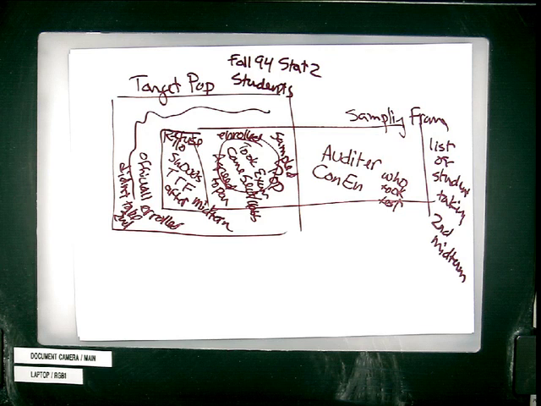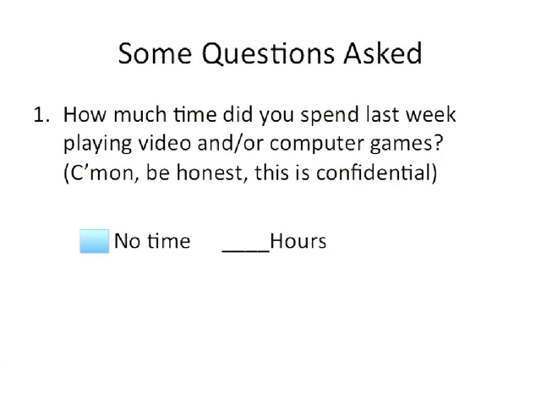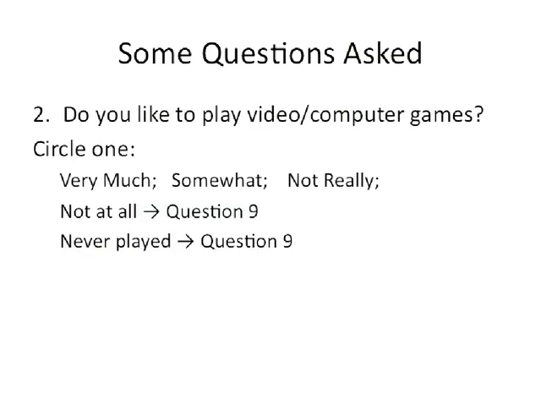Just briefly, I want to show you some of the questions. You'll be working with these data on your next homework assignment. So one of the questions was, how much time did you spend last week playing video and or computer games? Come on, be honest, this is confidential. You could say no time at all or fill in the blank, that many hours. Then the second question was, do you like to play video computer games? You had to circle one of these: you like very much, you like somewhat, didn't really like it, you don't like it at all, and you've never played.